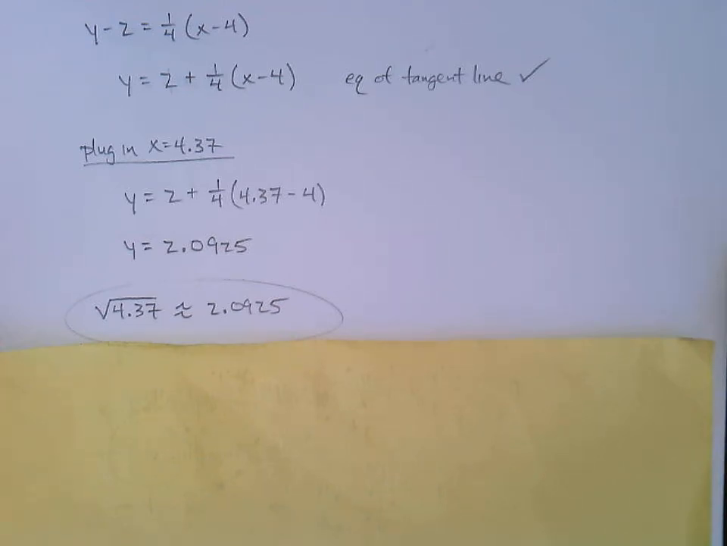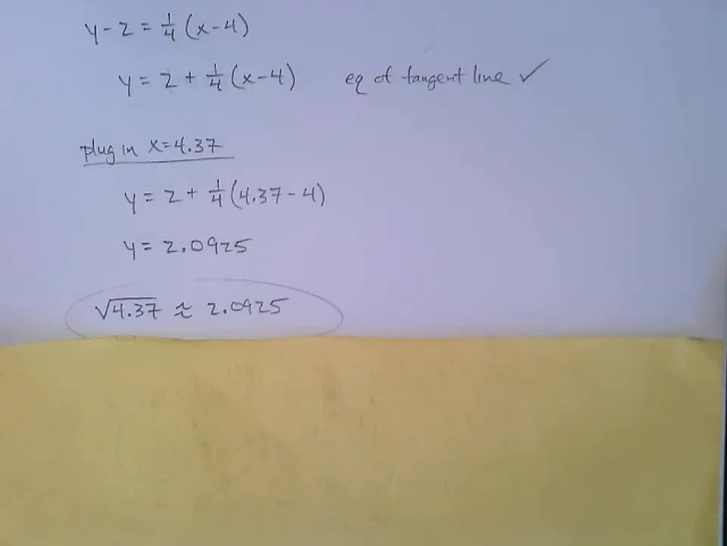Makes sense. It's just a little bit bigger than 2. We did it. Okay. Now, if we were living back in the old days in the 1700s, and we needed to approximate square root 4.37, this would be great. We know we got something really close to it. It's a little bit bigger than 2, right?